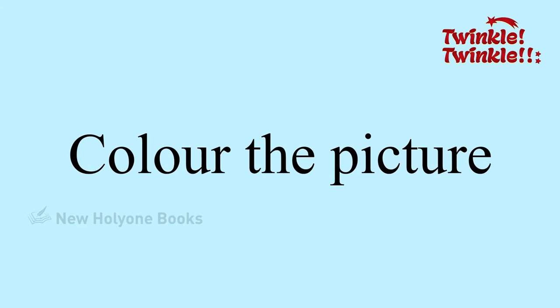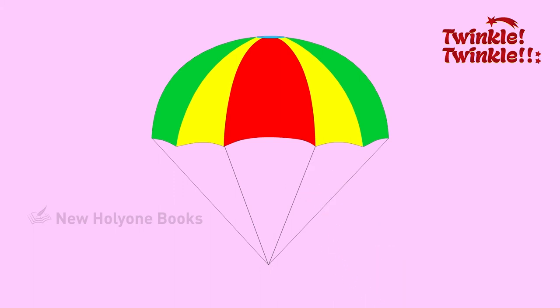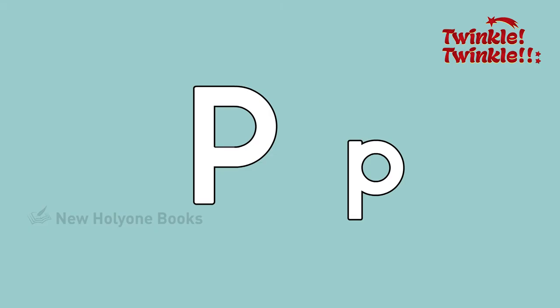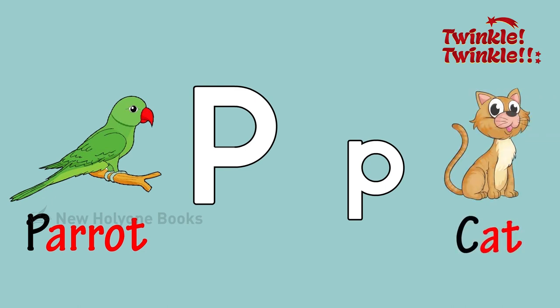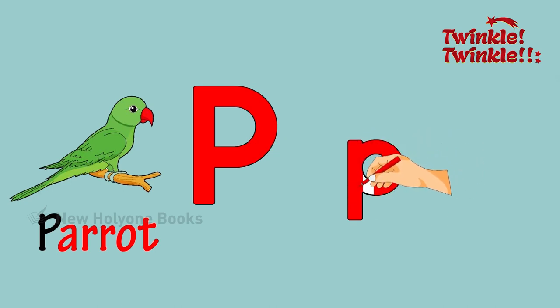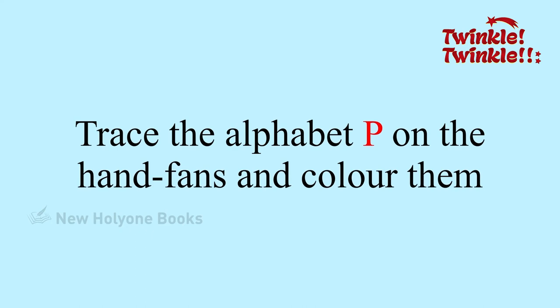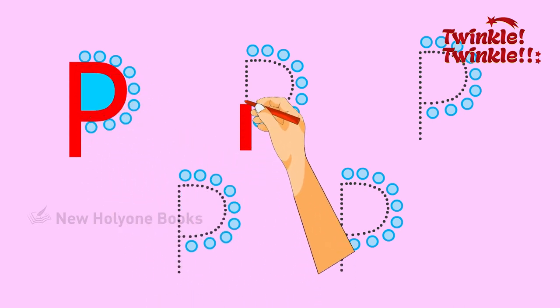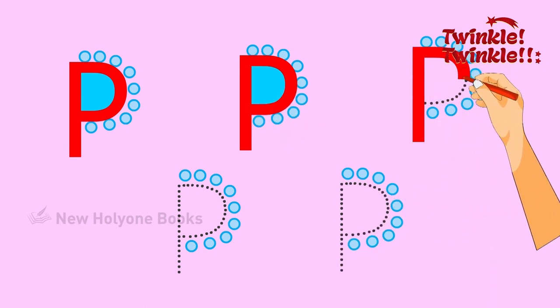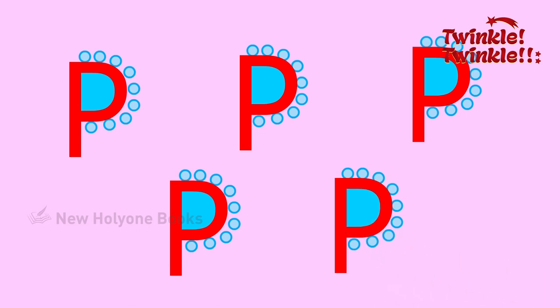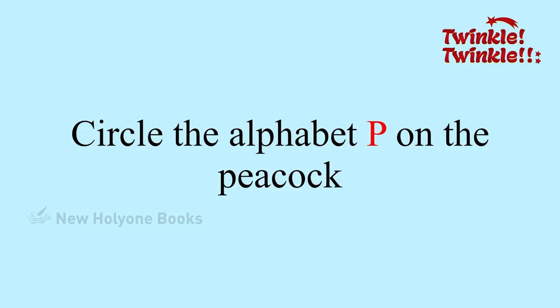Color the picture. Match P with the correct picture and trace P with crayon. Parrot. Cat. Color them. Circle the alphabet P on the peacock.